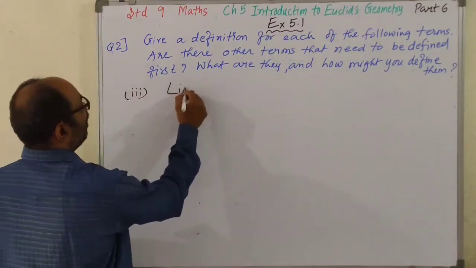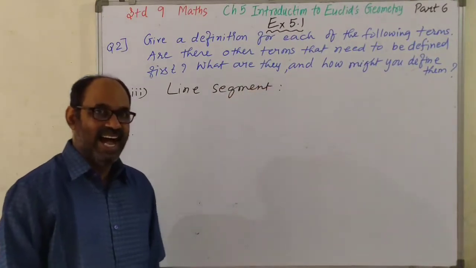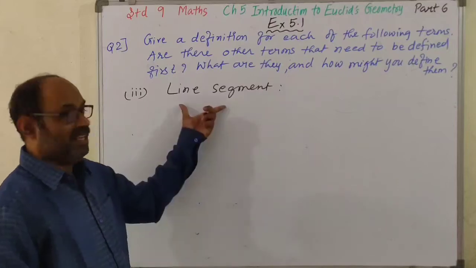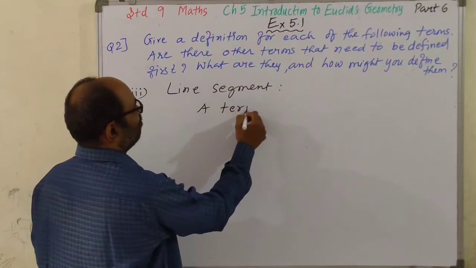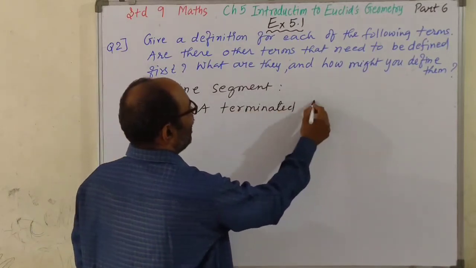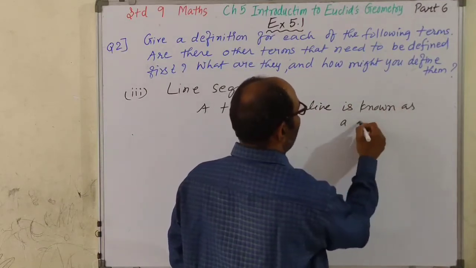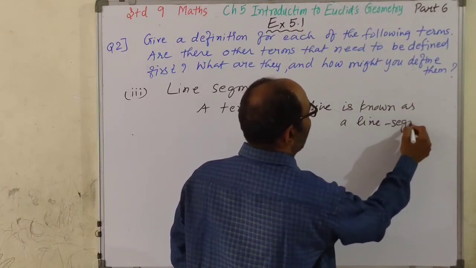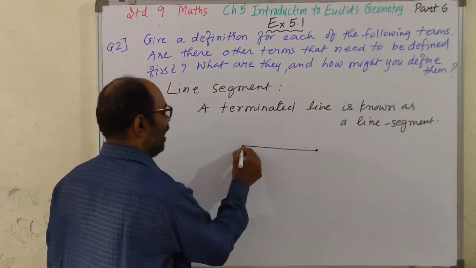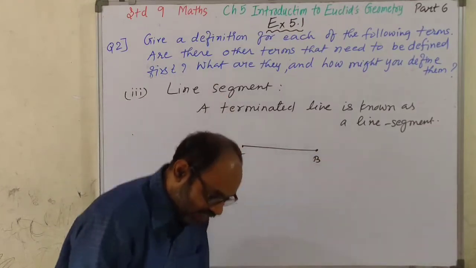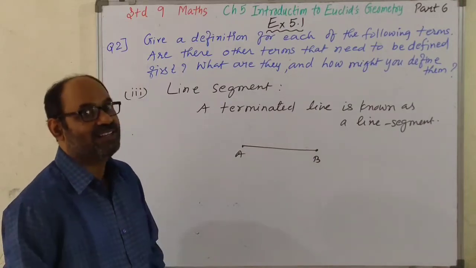Third, line segment. Children, its definition is given by Euclid, though it is an undefined term. What is a line segment? A terminated line is known as a line segment, and you can draw it here, where the line is terminated. Now, is there any term used which needs to be defined first?